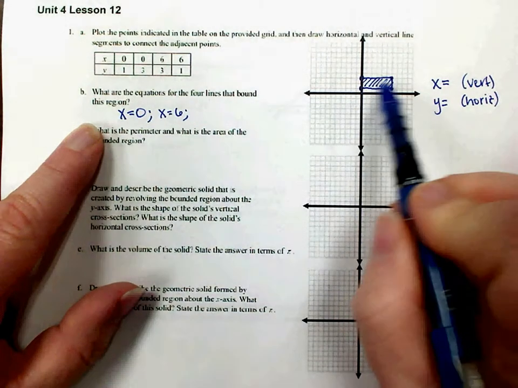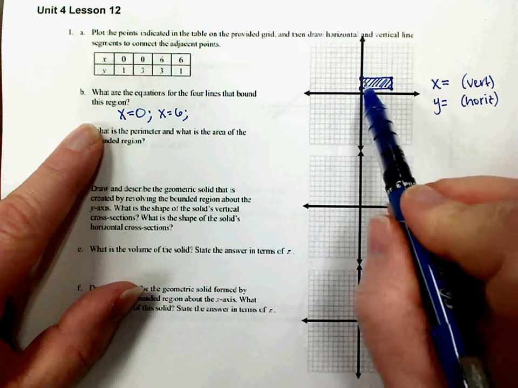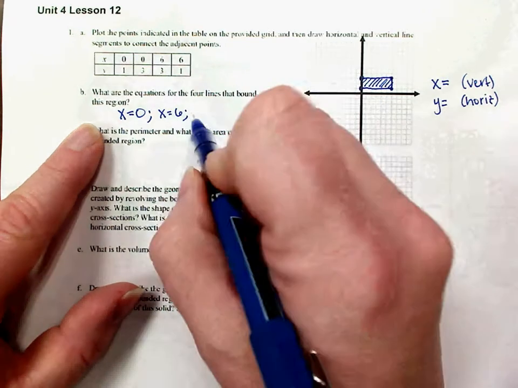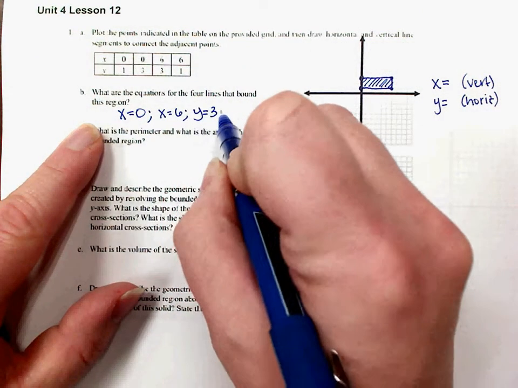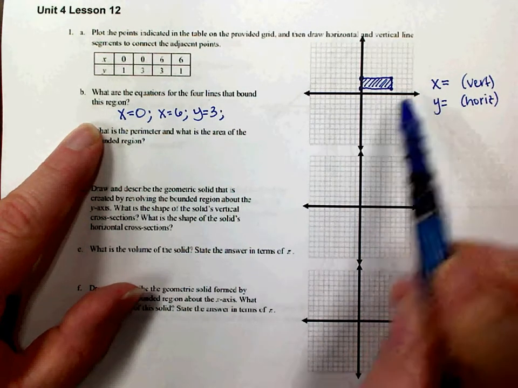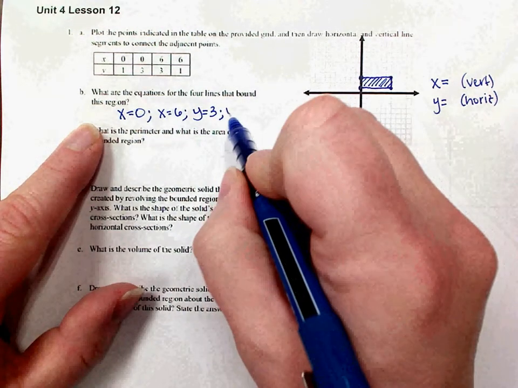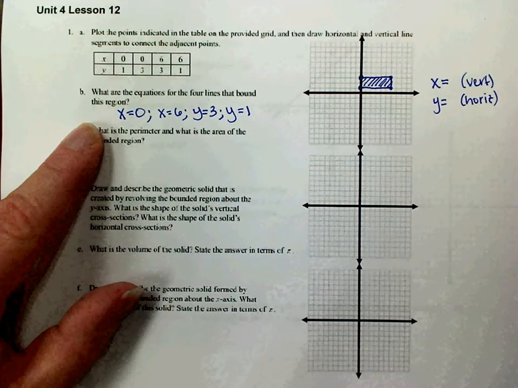This horizontal line, every single point on that line has a y of 3. This is (0, 3) and (6, 3). So the equation would be y equals 3. And this horizontal line, every single point has a y of 1. This is (0, 1) and (6, 1). So the equation would be y equals 1.